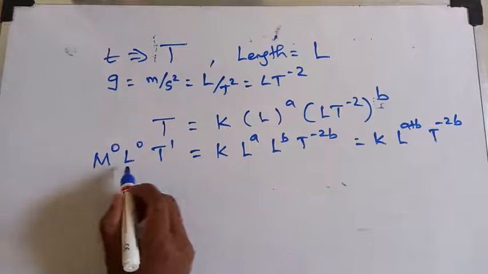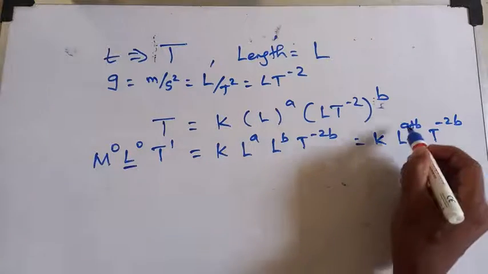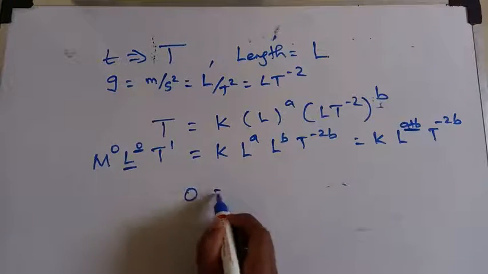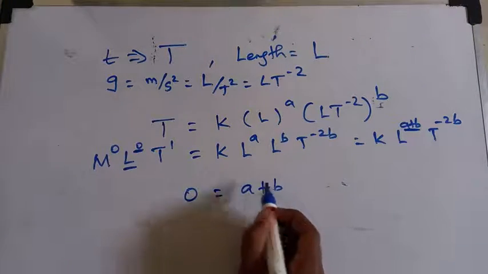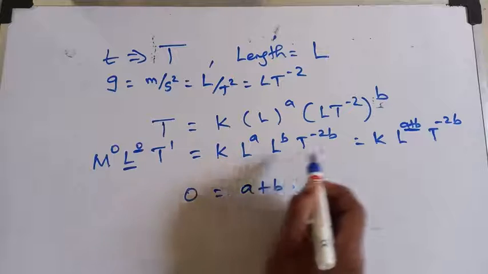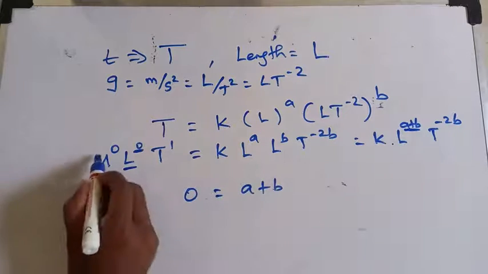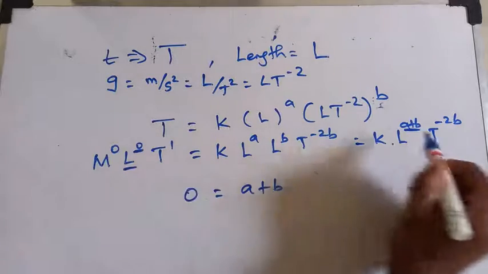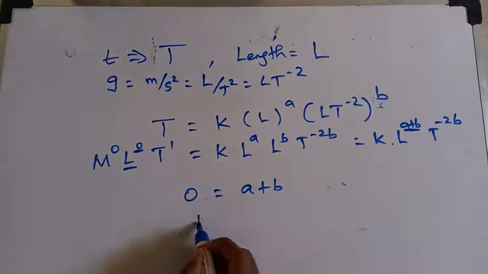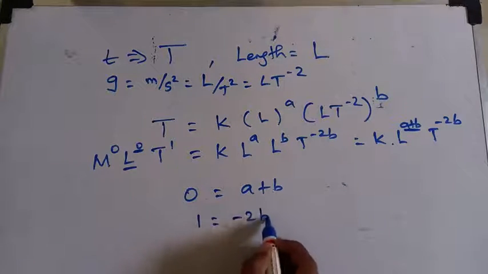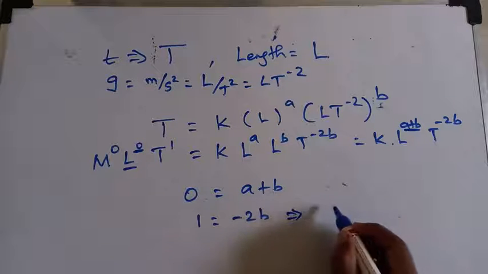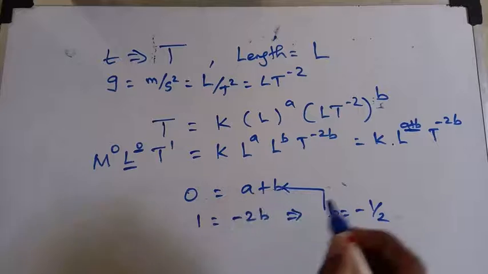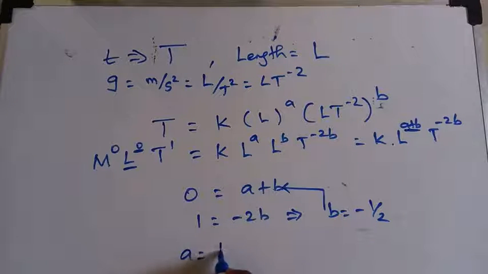If I equate both side L's power, I will get 0 is equal to a plus b. Like that, there is no M term here, so we need not bother about M. For T power 1, here T power minus 2b. So 1 is equal to minus 2b. By using this, I can calculate b equal to minus 1 by 2. If I substitute this b here, I will get a is equal to 1 by 2.